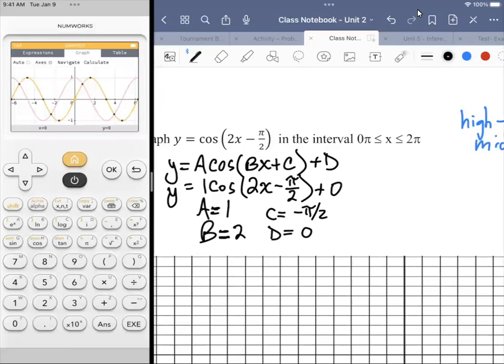We progress through this the same way we did for the sine function, starting off with the amplitude. That's going to be equal to 1. And again, that comes from whatever your A value is. The period is 2 pi over B.